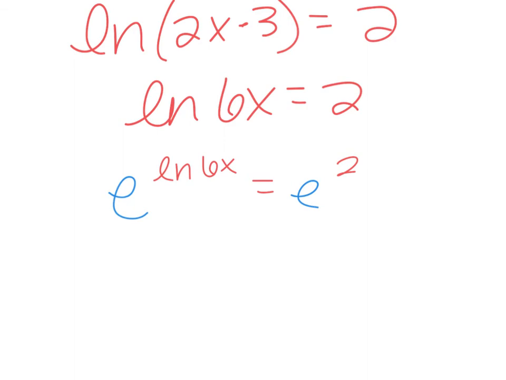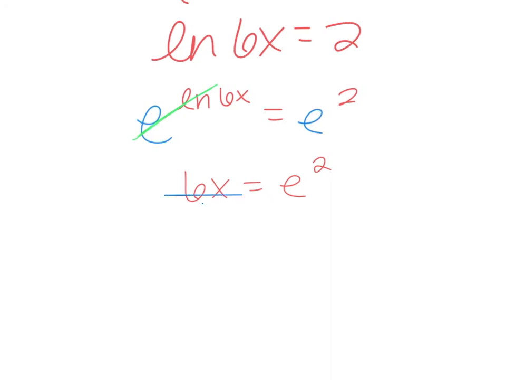All right, those cancel, and you're left with 6x equals, I'm going to wait to put it in my calculator because I'm not done, e to the second. What do you think I do next? Divide by 6. So x, you can type that all in your calculator, is approximately 1.232.